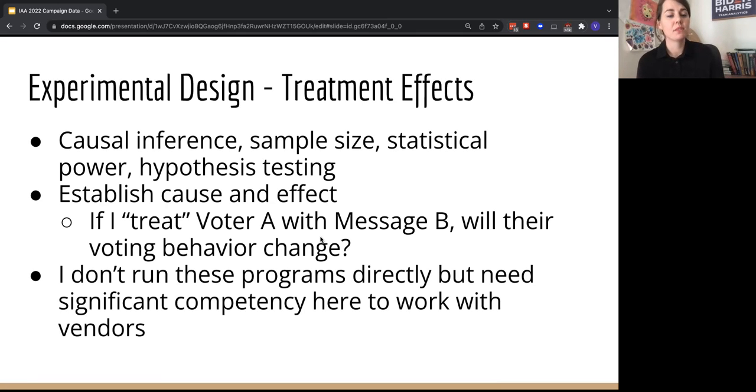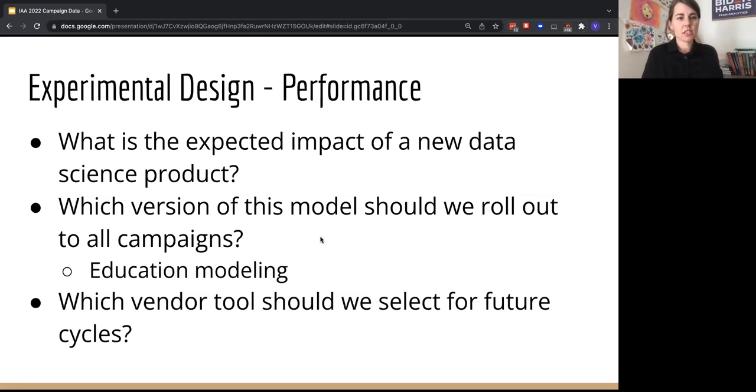So what I have to be capable of doing is interacting with these vendors and understanding enough about what it means to establish cause and effect in that environment to make good informed decisions for our team and for the general ecosystem about how that works. How I actually use experimental design on the team is looking at our new data science products and thinking about what it's going to look like to run some of those in the field.